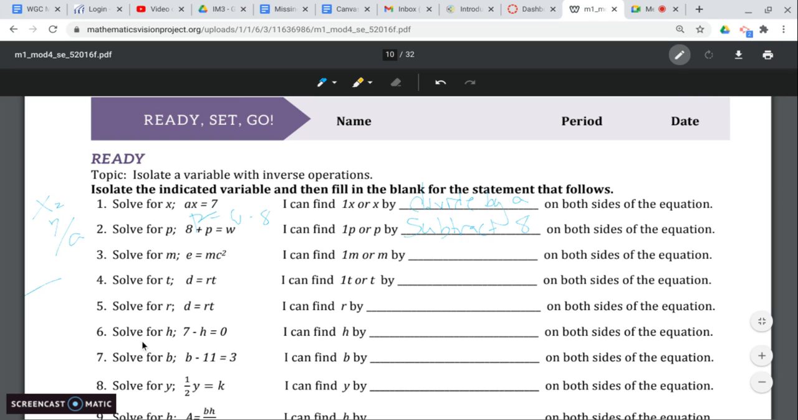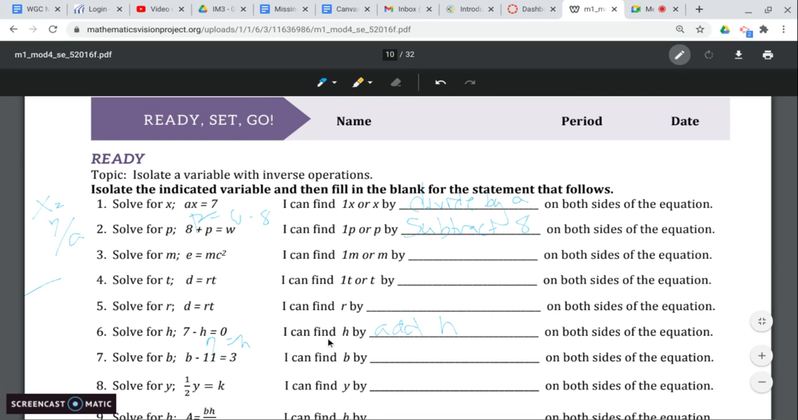The next one we're looking at is number 7. Here we want to solve for h. We have 7 minus h equals 0. I can find h by blank on both sides of the equation. Now, there are two different ways to do this one. One would be to subtract the 7 and then divide by -1. The other would be to just add the h over, because this is 0. If we just add h over, then we'll have h equals 7. So we're going to do it that way. It's fewer steps, which I'm sure most of you are thrilled by because you don't like lots of steps. So add h.